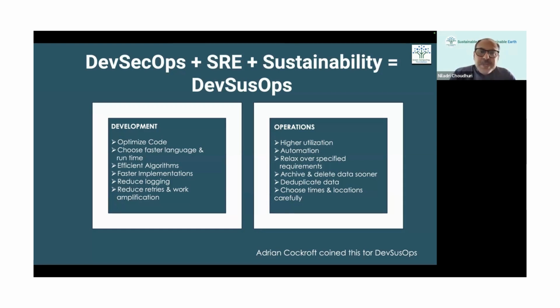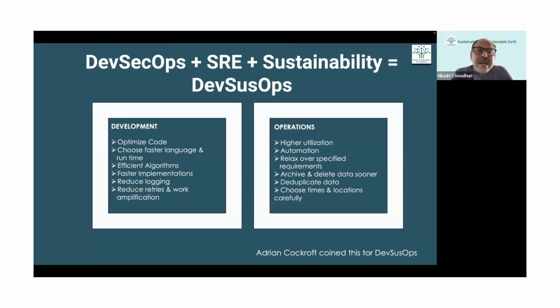We talked about cybersecurity to be there throughout the entire life cycle so that cyber outages don't happen. We are talking about DevSecOps. We are talking about platform engineering to standardize things, to reduce number of pipelines and all. We are talking about SRE.